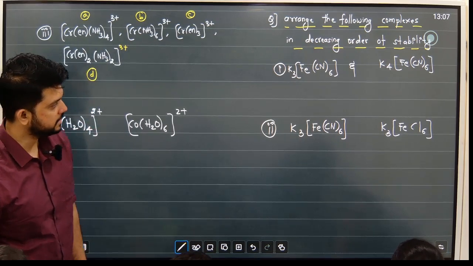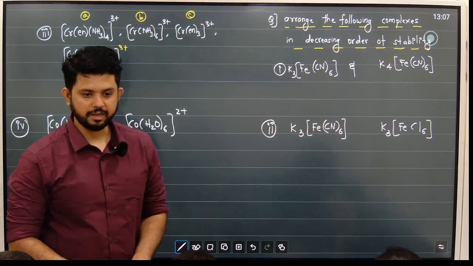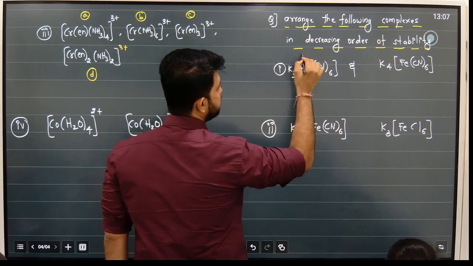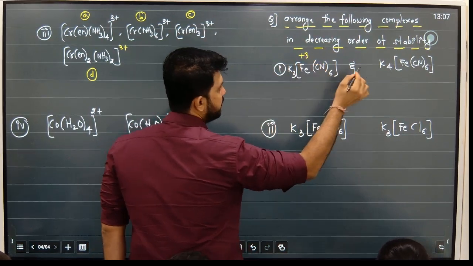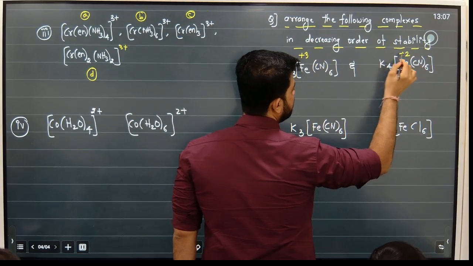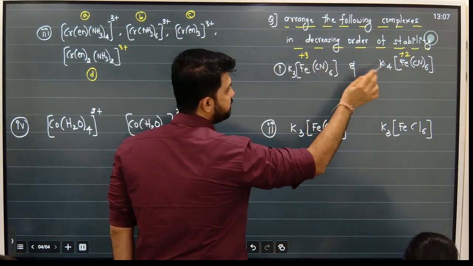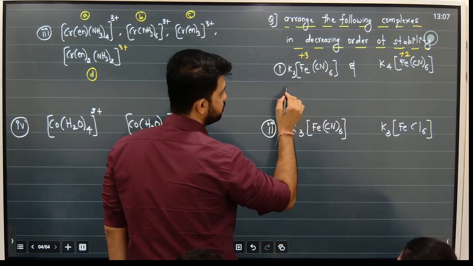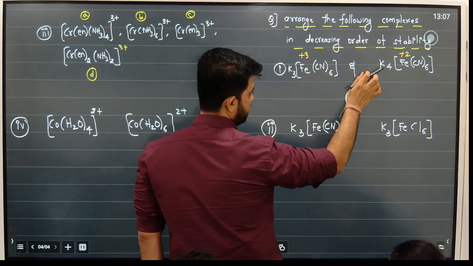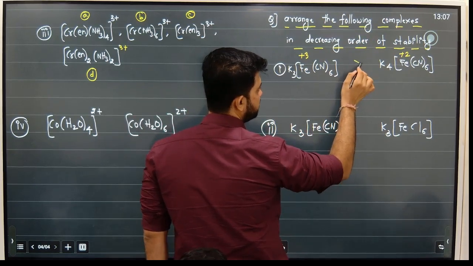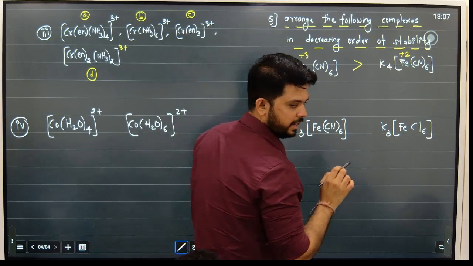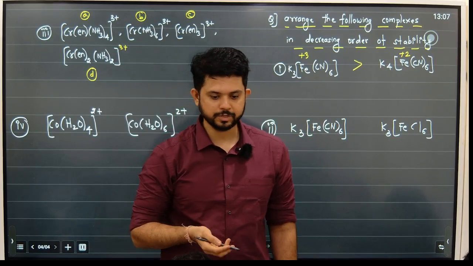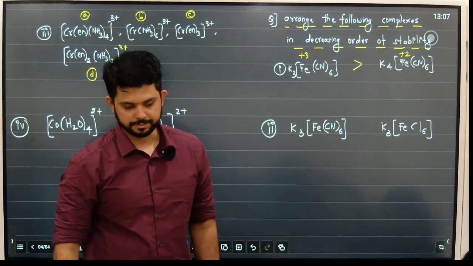I have K3[Fe(CN)6] and K4[Fe(CN)6]. What's the charge on Fe over here? +3 and +2. Ferro. Look at the first rule. What was the first rule? Smaller the size or greater the charge, greater will be the stability. And that's why the first one is more stable than the second.